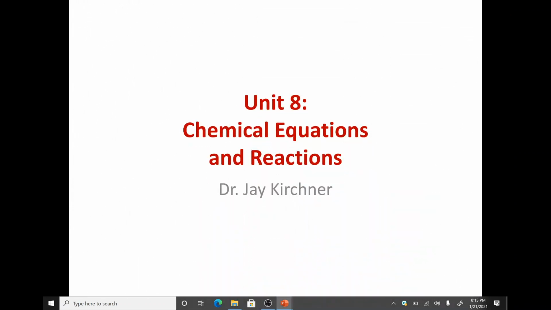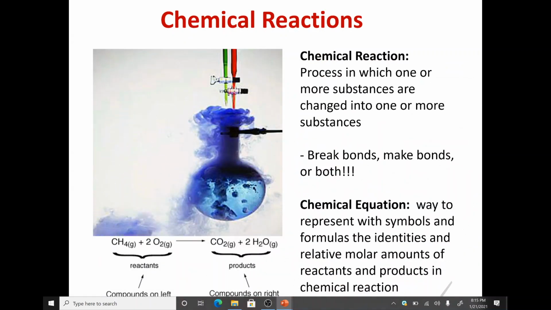A couple of preliminary things on chemical reactions. A chemical reaction is a process in which one or more substances, chemicals, are changed because they react together into new substances. What really happens is you either break bonds, make bonds, or do both. So you have to change the connections between atoms. When you do that, you make new chemicals with new formulas, which have new physical and chemical properties.